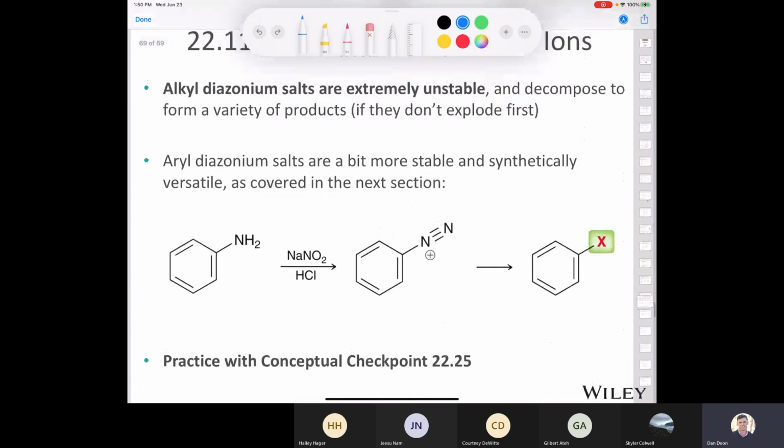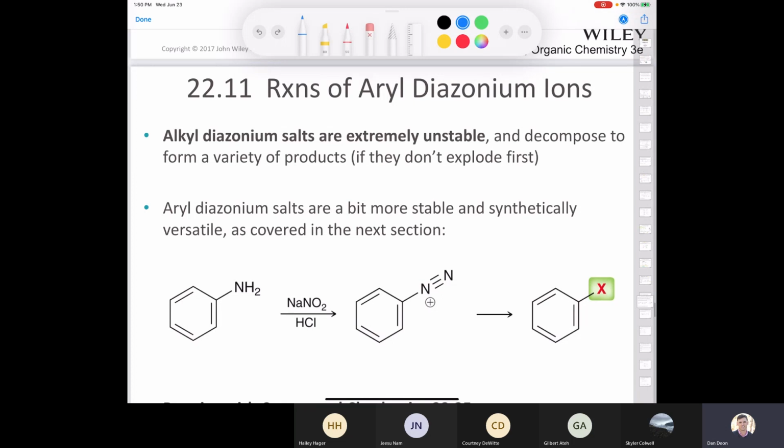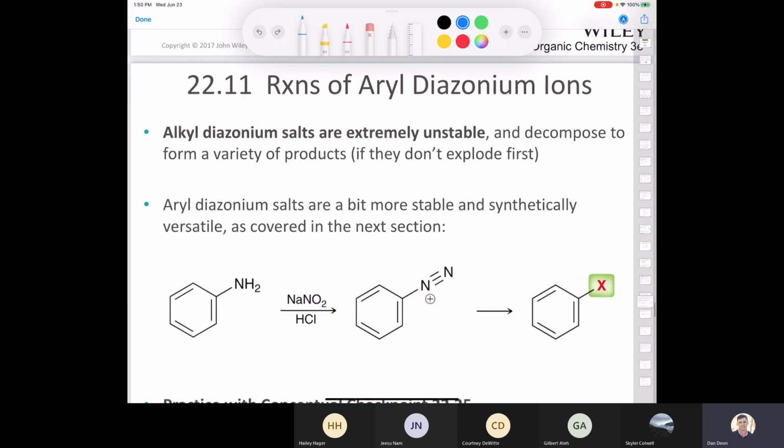Let me show you an example right here. Here's an example where they left the chloride out. It says alkyl diazonium. If you have a butyl diazonium or a propyl diazonium salt, those are actually pretty explosive. And generally speaking, in chemistry, we frown upon reactions that produce explosions. We don't want things to blow up on us.